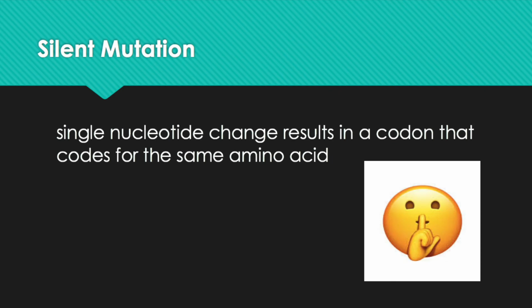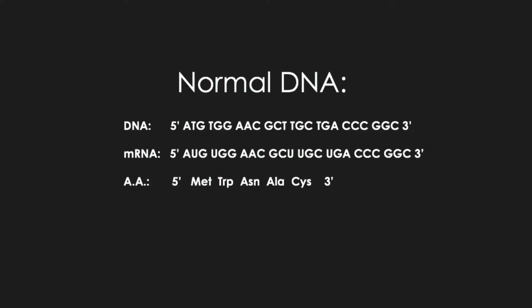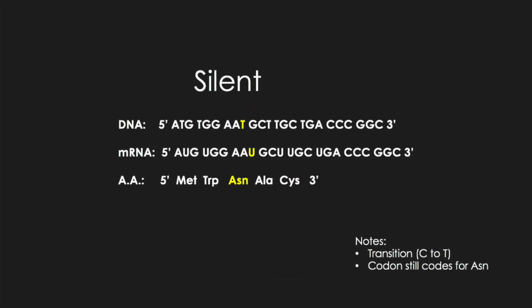The third type is silent. A silent mutation is when a single nucleotide alteration results in a codon that encodes for the same amino acid. The base C is changed to T. This is a transition because the base change is from pyrimidine to pyrimidine. The effect of the silent mutation is the codon still encodes for the same amino acid, asparagine.